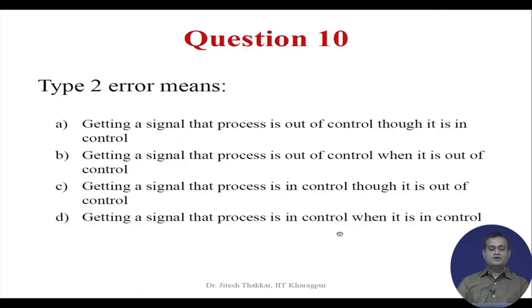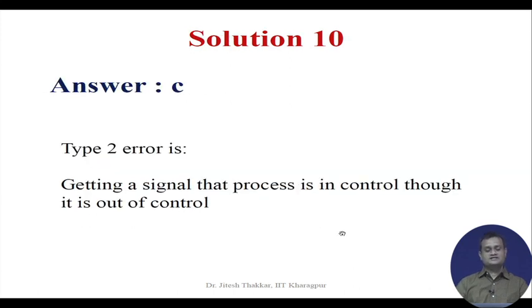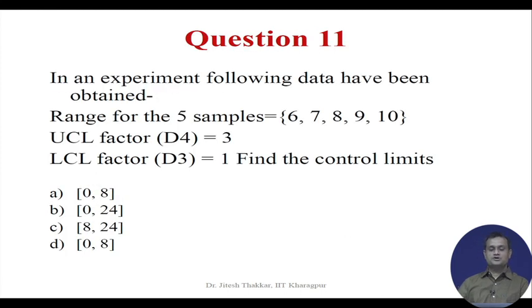303.9. Question 10 is to check your understanding on type 2 error. Type 2 error means A, getting a signal that process is out of control though it is in control. B, getting a signal that process is out of control when it is out of control. C, getting a signal that process is in control though it is out of control. And D, getting a signal that process is in control when it is in control. So, the correct answer is C, type 2 error is getting a signal that process is in control though it is out of control.